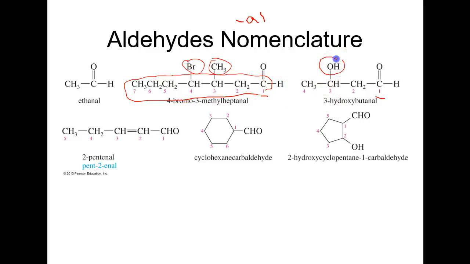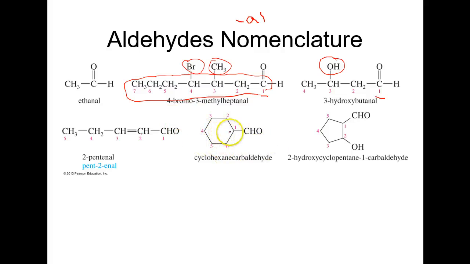Here you have a hydroxy. Once again, this is a higher oxidation, so that will get the priority. So 3-hydroxybutanal. This is an enal again, pent-2-enal. Notice you don't say the 1. It's not 2-en-1-al.